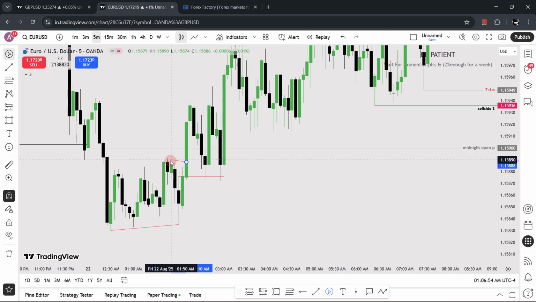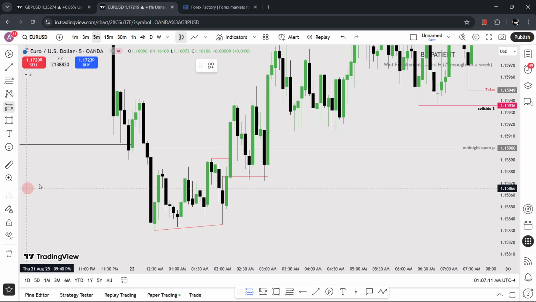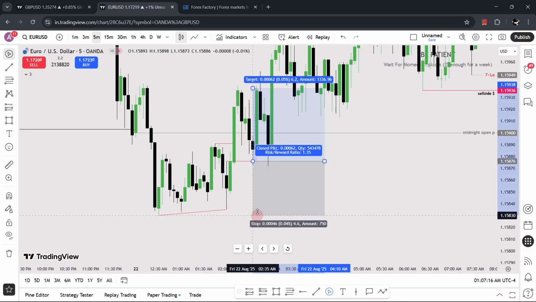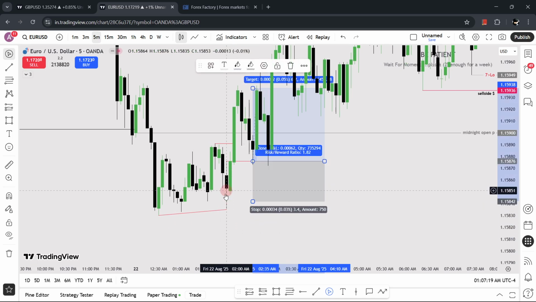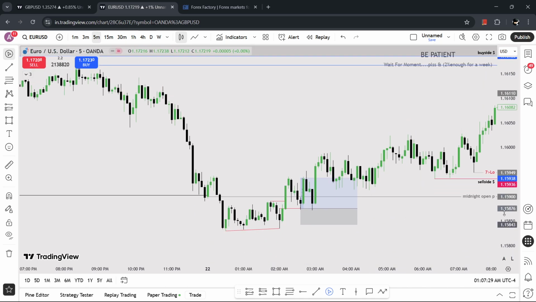So that's your OB. After creating structure shift to the upside, you have an order block, you have a breaker block. You can either take from somewhere here or somewhere here. I prefer to take from here. And making it up to the midpoint of this recovery. This is the premium recovery. So, and targeting all the way.